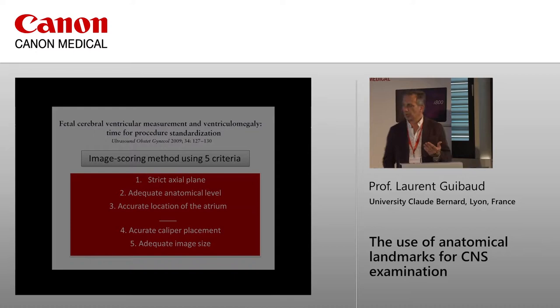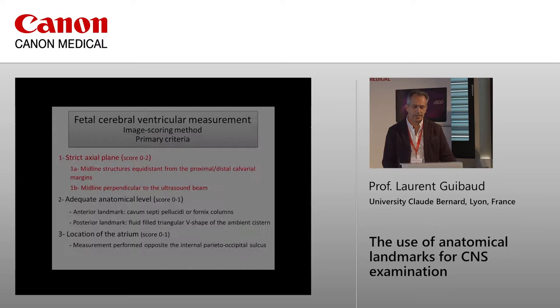And it's why we published this score. The important thing is to be strictly axial, to be at the good level, and to know where the atrium is. And there is a question about placement of the caliper and image size. But the three main criteria are the first three. The first one: what does strict mean? And how can I be sure that I'm strict?